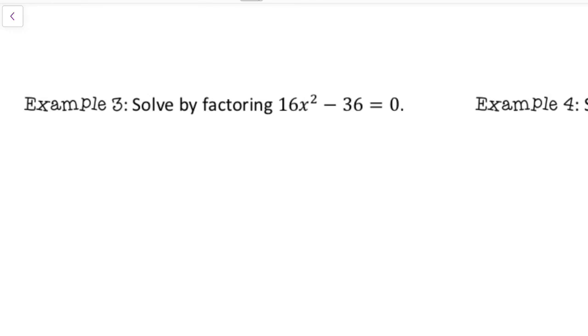So in example 3, we always start by factoring by looking for a GCF. Is there a number we can take out of 16x squared and 36? Yeah, we can take 4 out of both of those. So again, we're going to divide it out, but we don't get to throw it out the window. We just gently set it aside. 16x squared over 4 is just 4x squared. Minus 36 divided by 4 is 9. Still equal to 0.